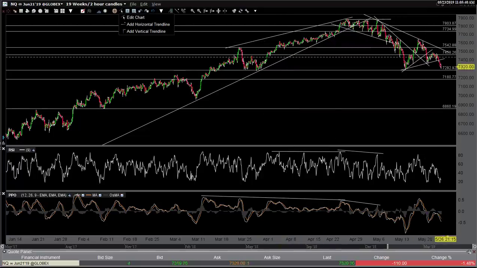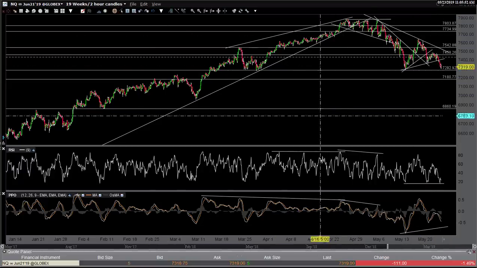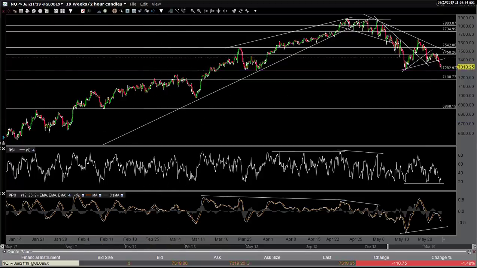I should point this out because I need to point this out. Absolutely, there is potential divergence now forming here on the PPO. RSI is about equal lows, but there's still a chance for a divergent low right there. So that's the scenario we have to be careful for here if you're short: a flush down move, or if you're long.